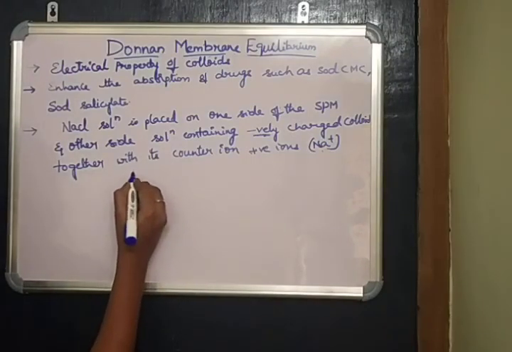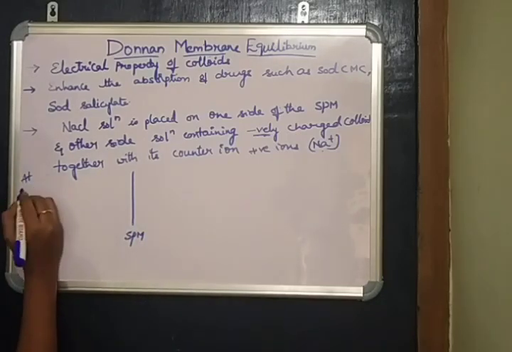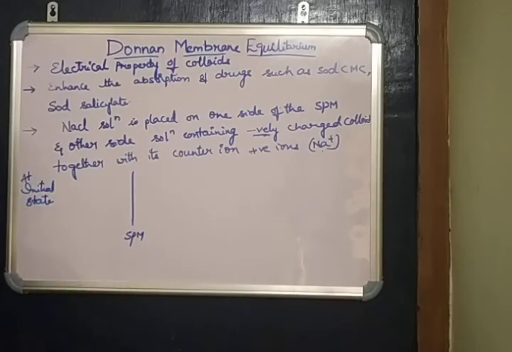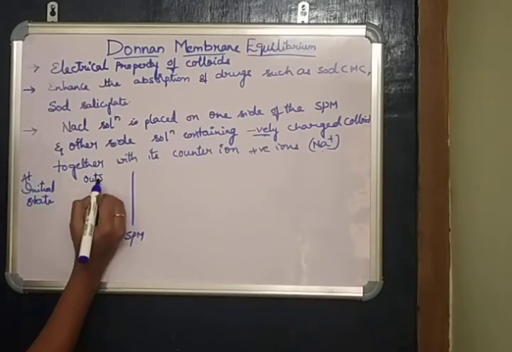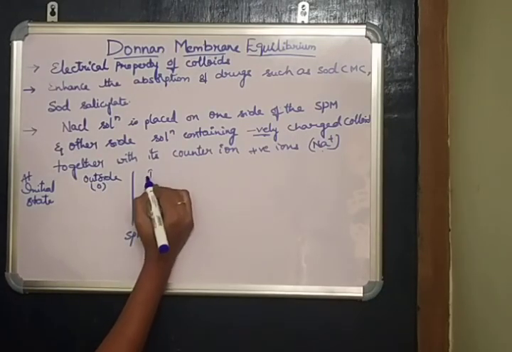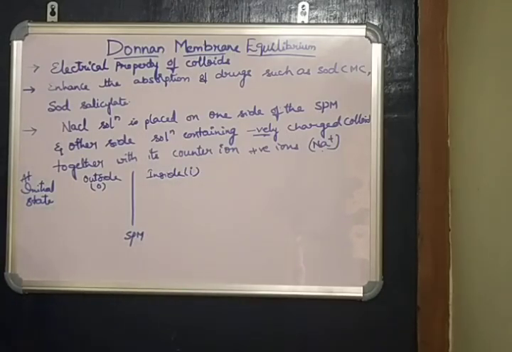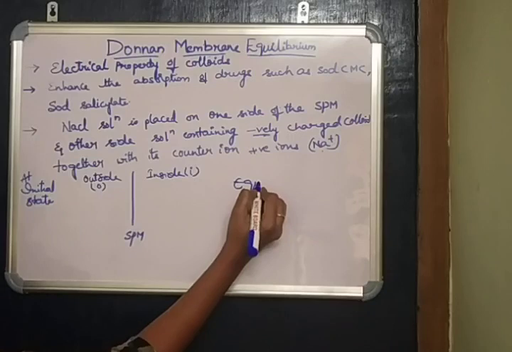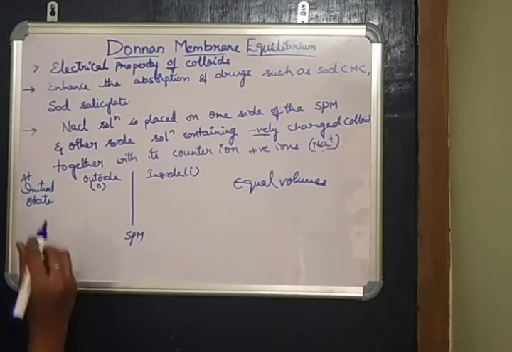Here we are taking a semi-permeable membrane at initial state. This is the outside of the solution represented by O, and the inside of the solution represented by symbol I. On both sides, we have to maintain equal volumes.